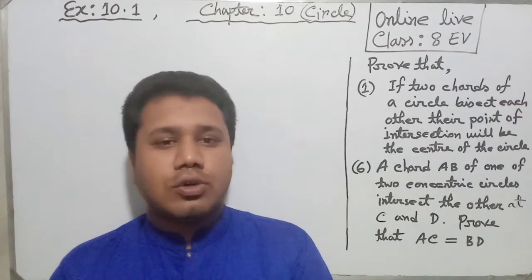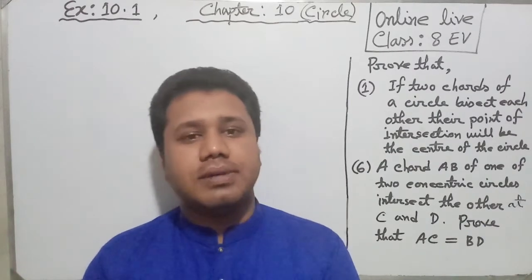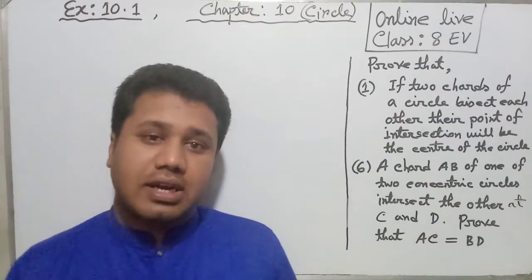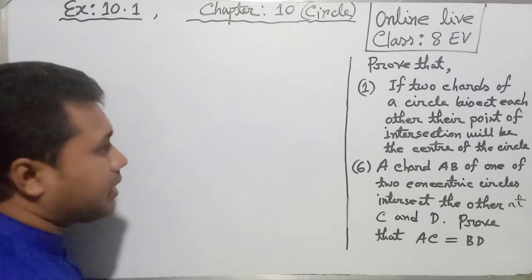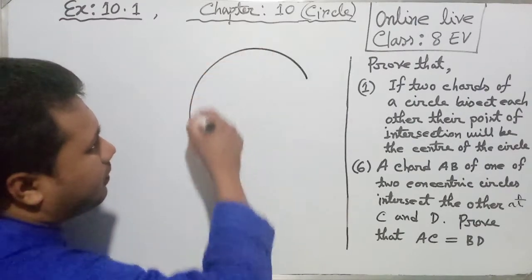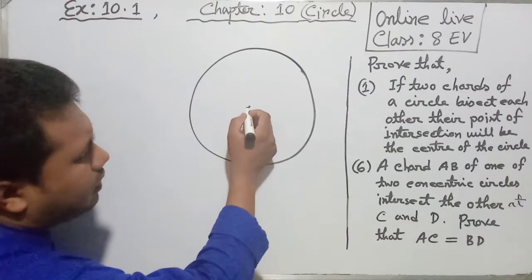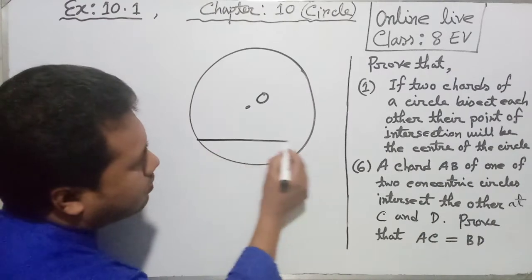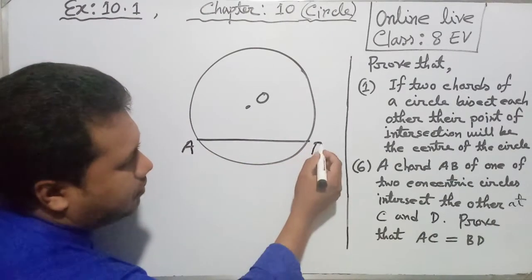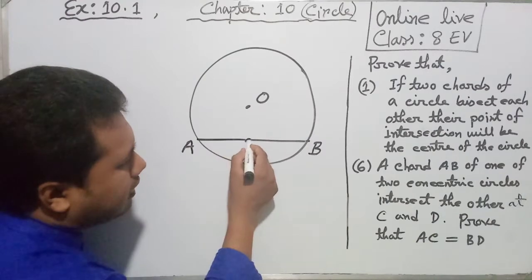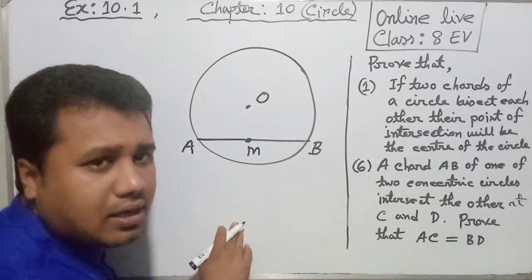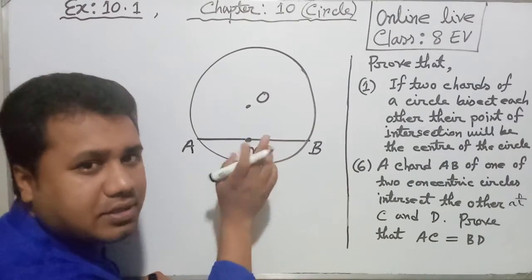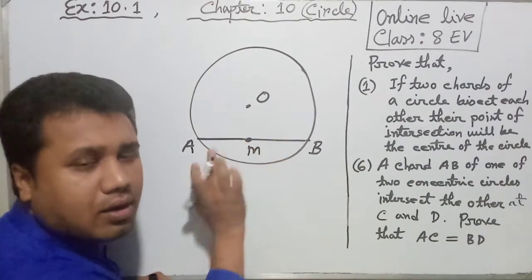And dear students, to solve 1 and 6, we can apply our theorem number 1. Now we can start, and at first we can revise theorem 1. Look, this is a circle with center O, and suppose this is a chord AB, and suppose this M is the midpoint. So this is our information. O is the center of the circle, AB is a chord, and M is the midpoint of the chord.